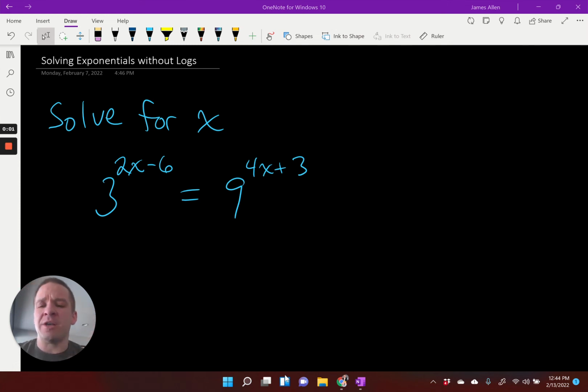All right, let's solve some exponential equations here, but without the use of logs. Oh my goodness. All right, let's see what we can do with it, right? We might have to use our little brain skis right here a little bit.